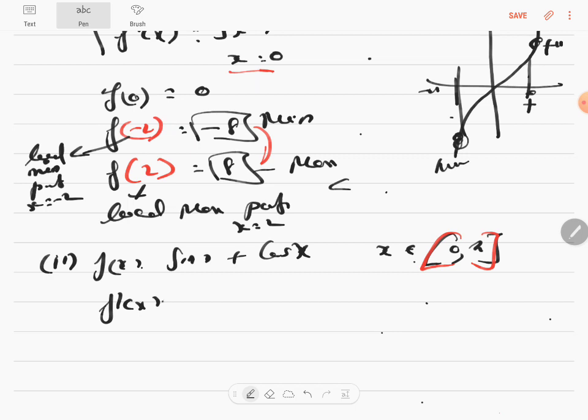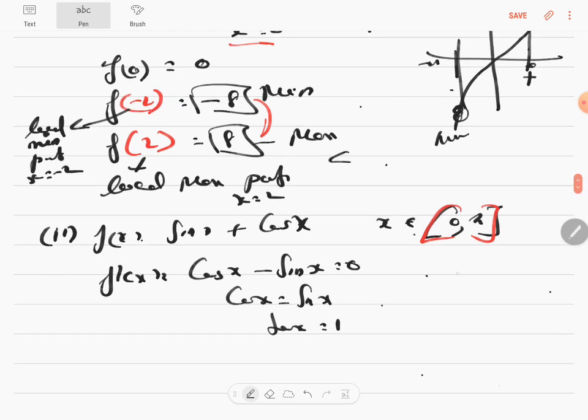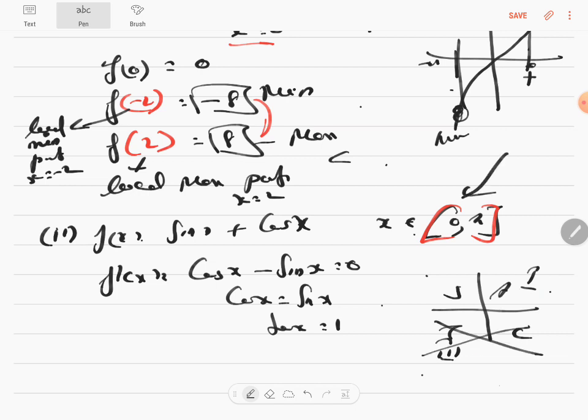F dash of x is equal to cos x minus sin x, equated to 0. Cos x is equal to sin x. Thus tan x is equal to 1, and it can happen in the first and the third quadrant, as school taught your children, where we're not bothered about the third quadrant because the question itself is from 0 to pi. So it's just pi by 4 where tan x is 1. So you get x is equal to pi by 4.